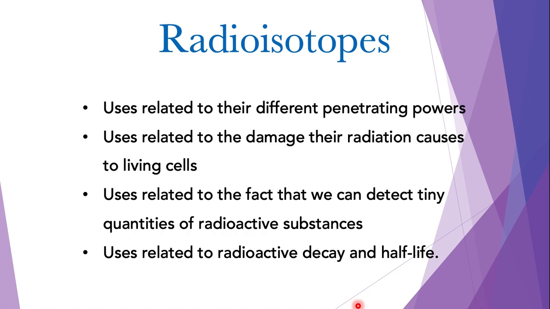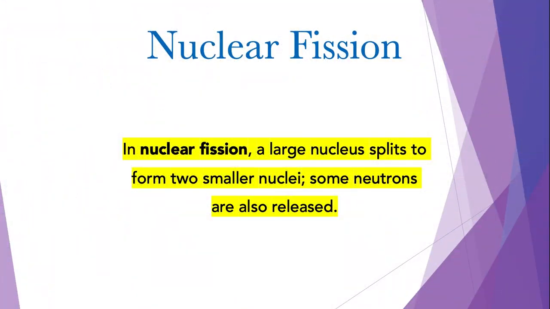Now we are going to move on to understanding what nuclear fission is. In one of the previous topics, we saw why radioactive decay occurs. An unstable nucleus becomes more stable by emitting a small particle, either alpha or beta, and usually some electromagnetic radiation, gamma rays. Nuclear fission is another way in which an unstable nucleus can become stable. In nuclear fission, a large nucleus splits to form two smaller nuclei, and some neutrons are also released.